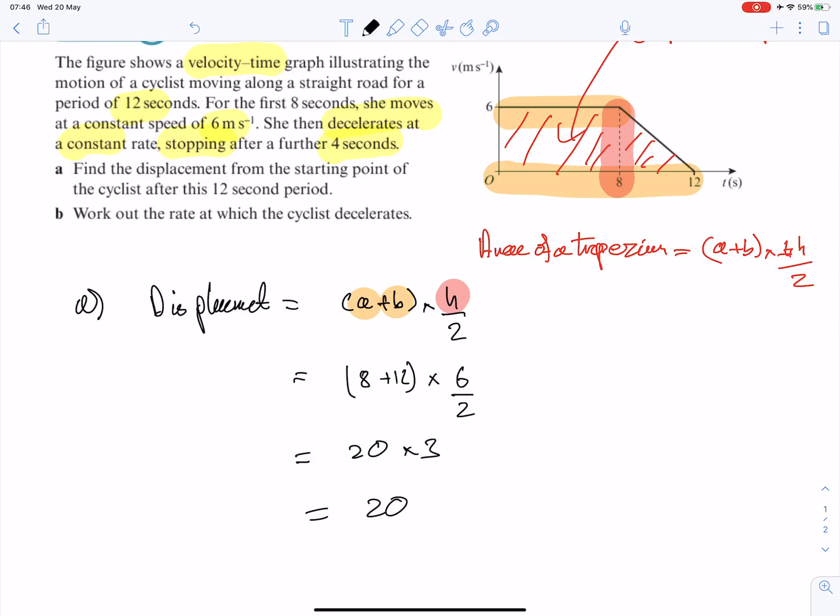Go back and check the units. The speeds were meters per second, the times were seconds, so the displacement must be in meters.